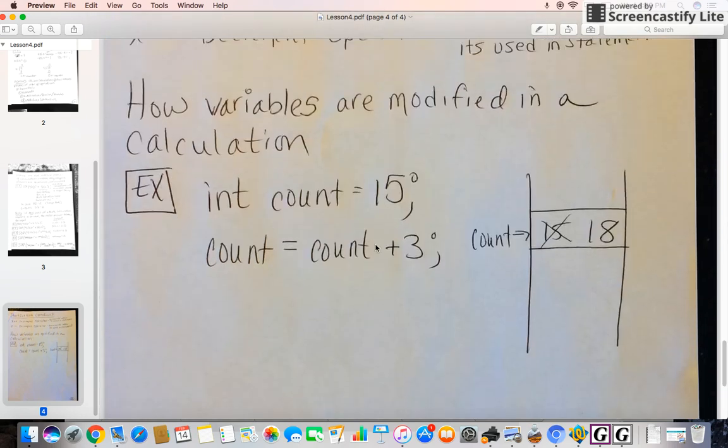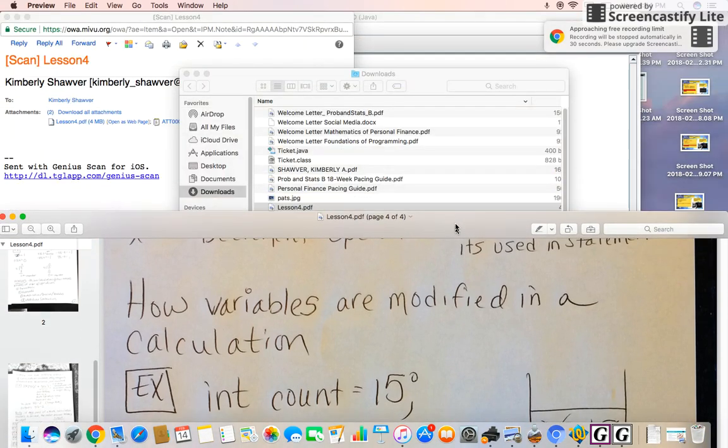Finally, just a quick refresher on how variables are modified in a calculation. So suppose I have a variable int count equals 15. So here I show you a memory location storing 15 initially. But then in the next statement, we say count equals count plus 3. So what Java does is it goes to memory, it grabs the current value of 15, it plugs it in here, we add 3 to it, so we get 18, and then we store it back in the location for count. And that's why it's showing you that the X goes through 15.